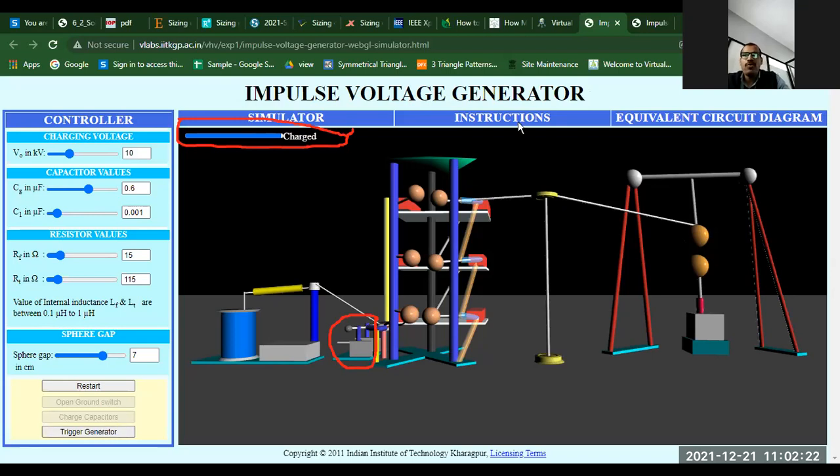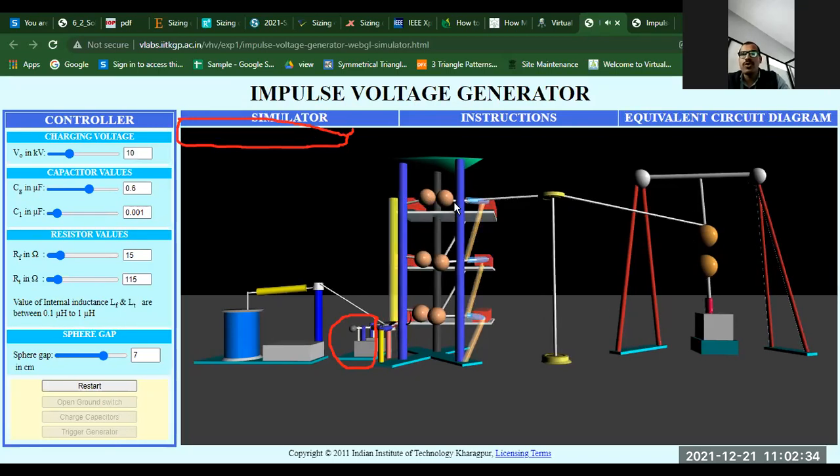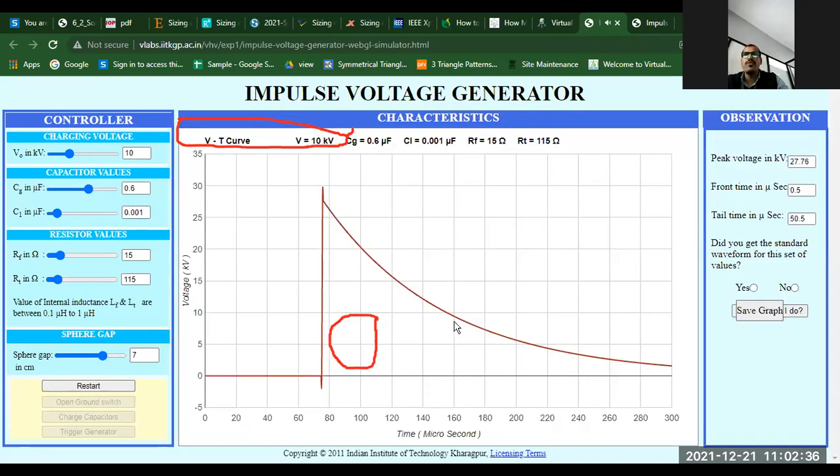Now what I will do is click on trigger generator, which means I am going to trigger my impulse voltage generator, and now see what will happen. I click on trigger. Now you can see the spark gap is coming to cross over, and you will get this waveform.